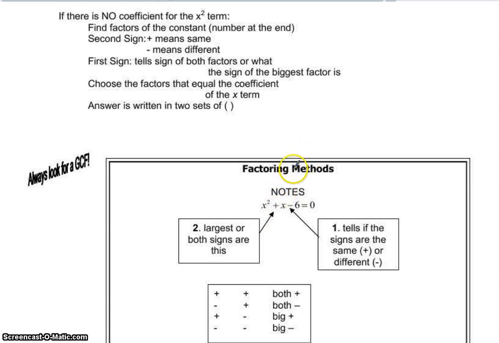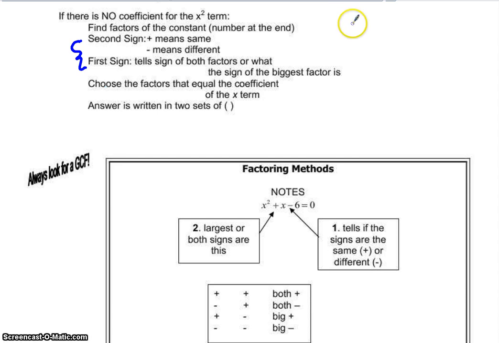Okay. I really recommend that you memorize this rule. It will make life much easier. I will make a note of the overall sign rules that you can look at, but you're not always going to have that available to look at. So it's best for you to look and memorize this part right here. Once you have all of your factors listed and the signs like they're supposed to be, you choose the factors that equal the coefficient of the x term, which is in the middle of your problem. And then you're ready to write your answer, 2 sets of parentheses.